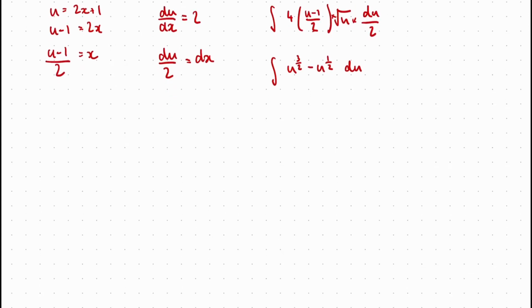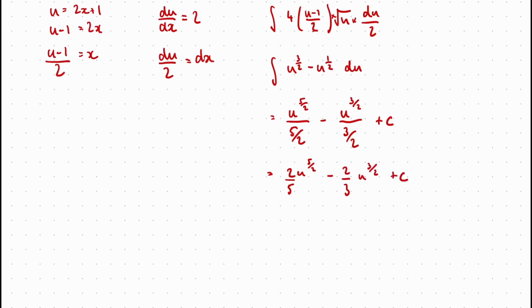And now we can integrate this in the same way you always would: add 1 to the power, divide by the power. So this is going to become u to the power 5 over 2 divided by 5 over 2, minus u to the power 3 over 2 divided by 3 over 2, plus c. Some tidying up to be done here with our fractions, so this becomes 2 over 5 u to the 5 over 2 minus 2 over 3 u to the power 3 over 2 plus c.